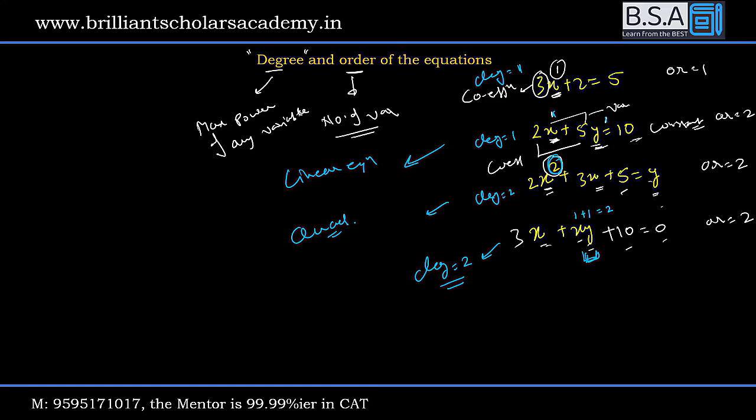Order is number of variables. Degree is the highest power. When variables are multiplied, please pay attention, powers are added.